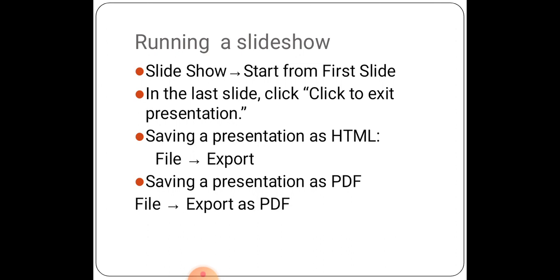Saving a file as HTML. If I want to save my presentation as HTML, I have to select the file tab, and then select the export option. Similarly for PDF, you have to select the export as PDF option, so that the file will be saved in PDF format.